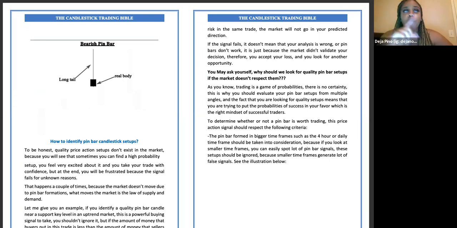The best that you can, 4 hour, daily, 1 hour. And the fact that you're looking for quality setups means that you're trying to put the probabilities of success in your favor, which is the right mindset of successful traders. So you're doing what you're supposed to be doing. Not like me when I lost a trade the other day. I wasn't thinking like a successful trader because I got so caught up in the trade and I forgot to look at the bigger time frames, and then I screwed myself on that one. But if you have the right mindset of a successful trader, then you are going to make sure that you do all of those other things. You get what I'm saying? To make sure that you clear your trade.